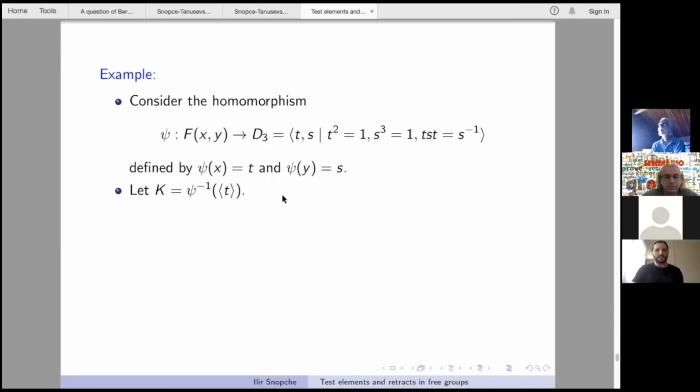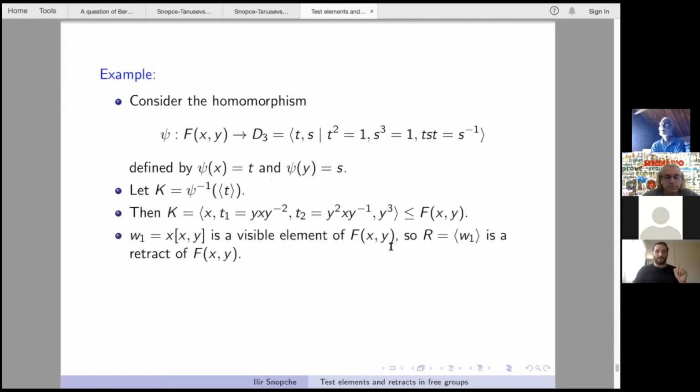Now every graduate student who has done a little bit of Nielsen-Schreier theory can see, and you can guess and prove, that K is generated by these 4 elements: X, T1, T2, Y cubed. It's a simple exercise. Now, we know from the exercise in the Magnus book that this element is a visible element of F of xy. So the subgroup generated by W1 is a retract of F of xy.